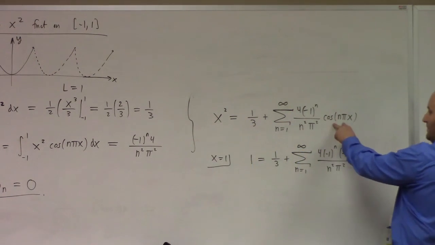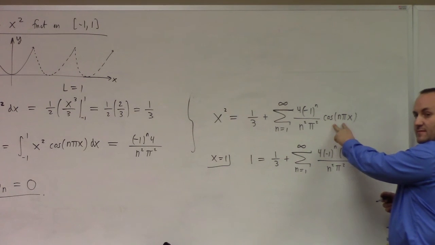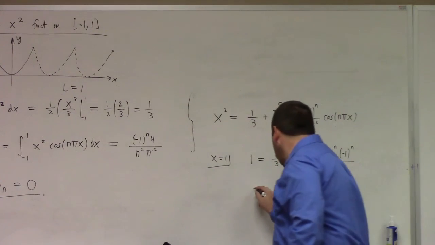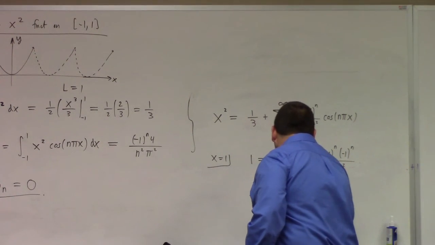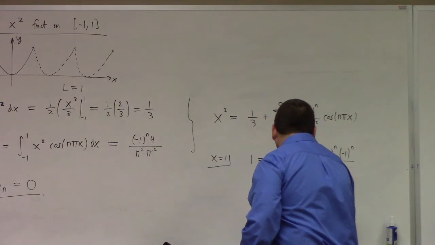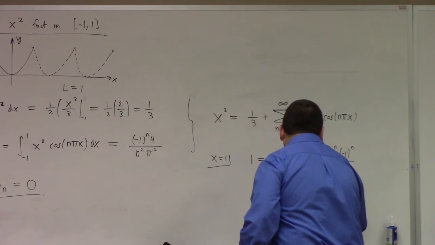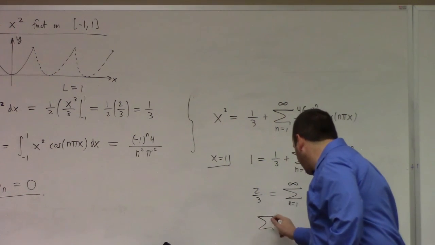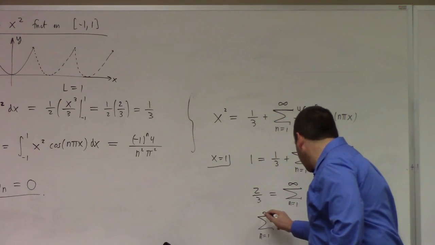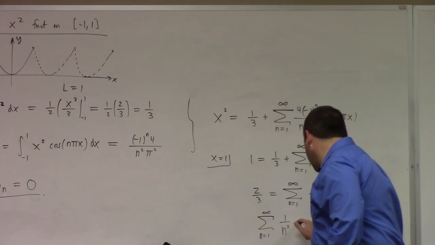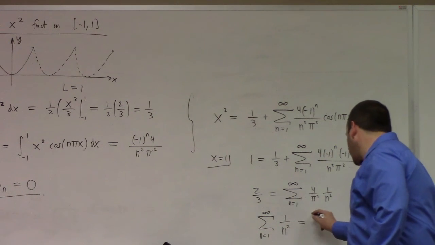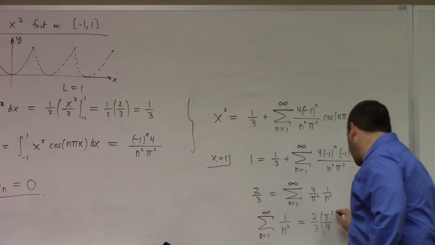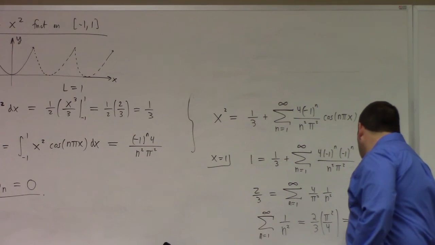Right, because cosine of n pi is minus 1 to the n. So these cancel. What do you get? You get 2/3 is equal to the sum, n equals 1 to infinity, of 4 over pi squared, 1 over n squared, which gives me then the sum, n equals 1 to infinity, of 1 over n squared equals 2/3 times pi squared over 4, also known as pi squared over 6. And there you go, guys.